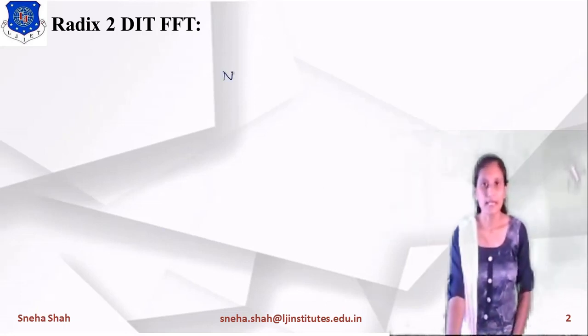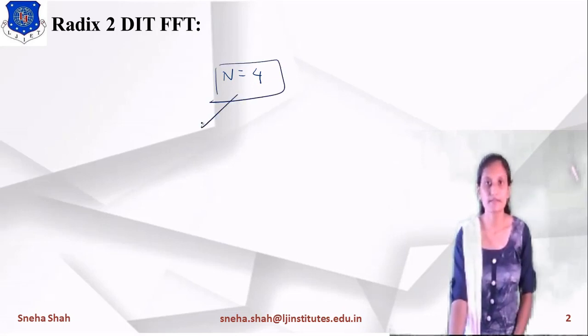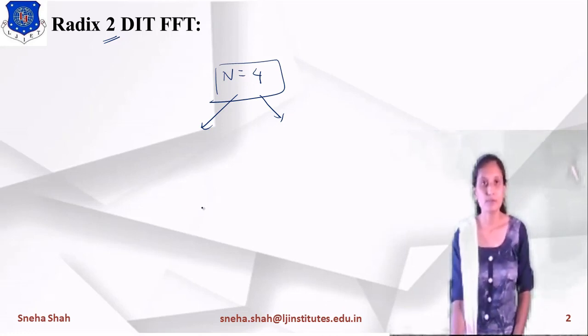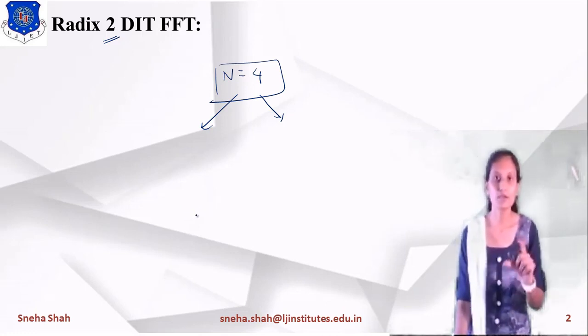Suppose if I am taking the number of samples N equals 4, then this gets divided into 2 parts because we have taken radix 2. So this gets divided into 2 parts. Up to the last there will be 2 terms.